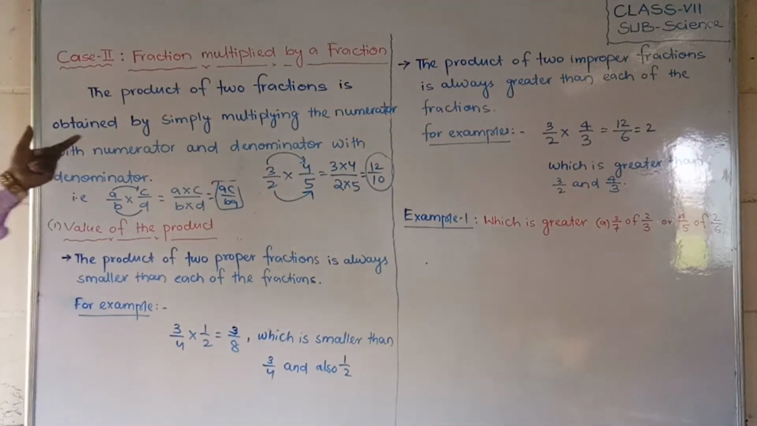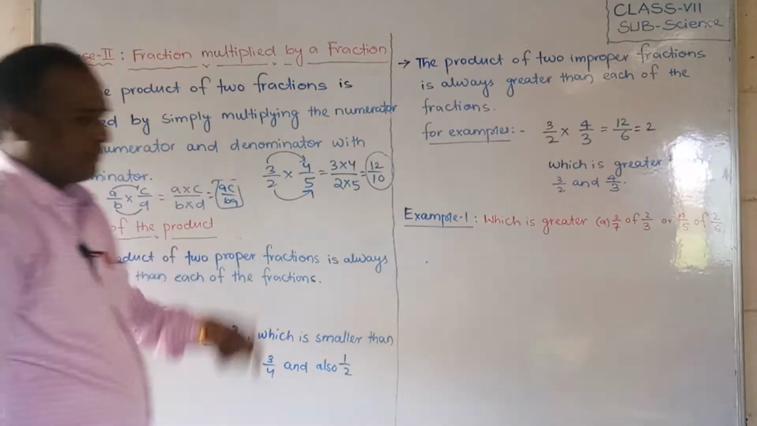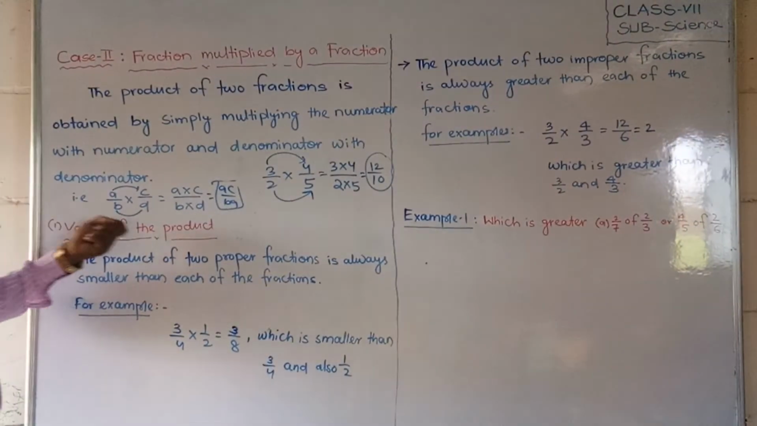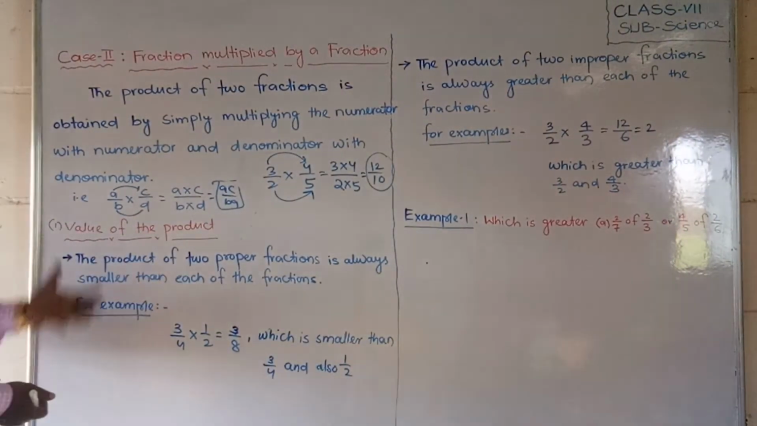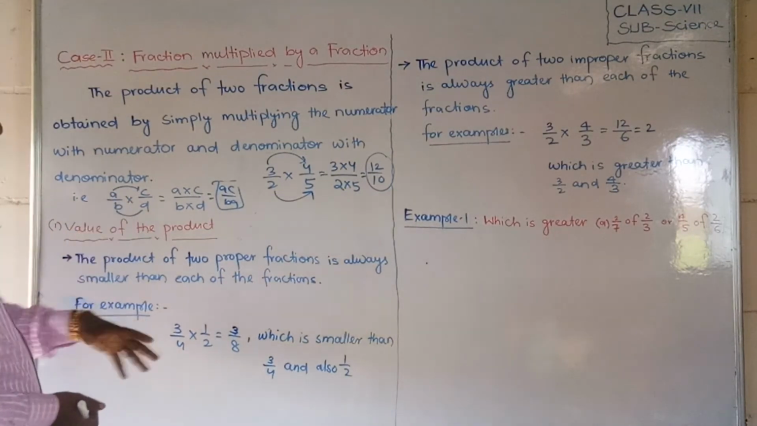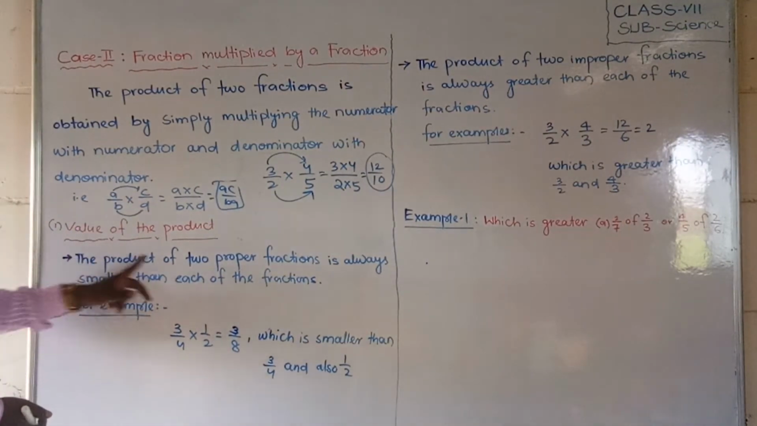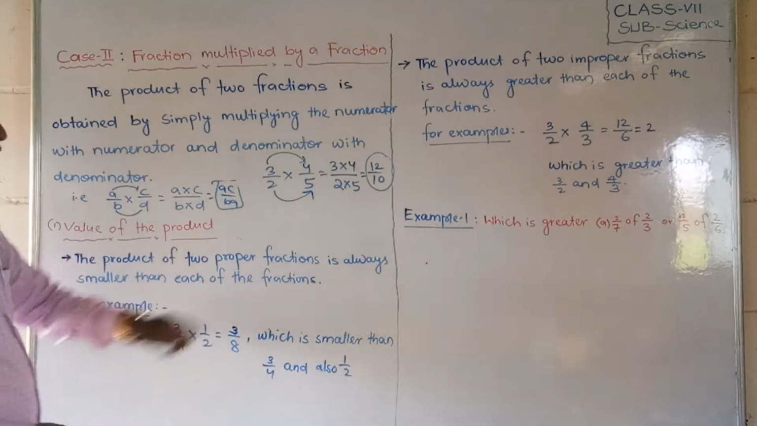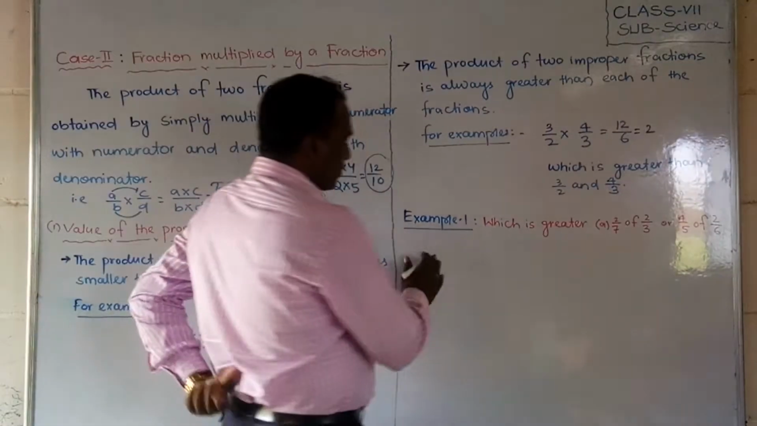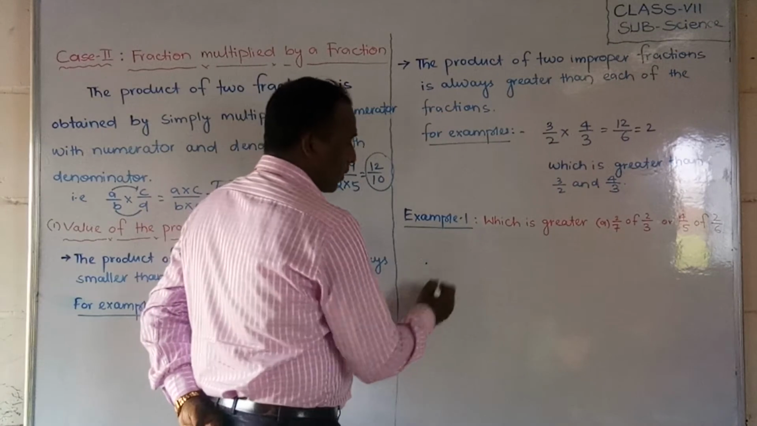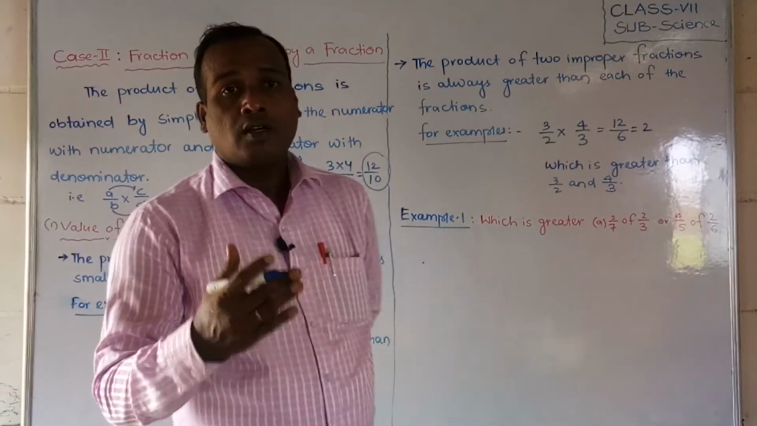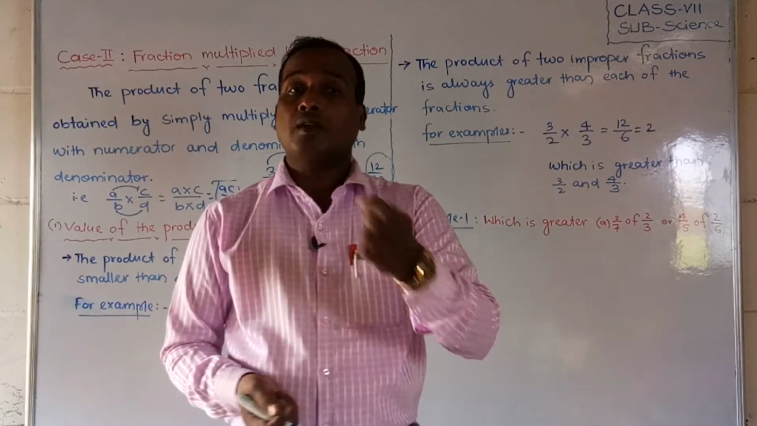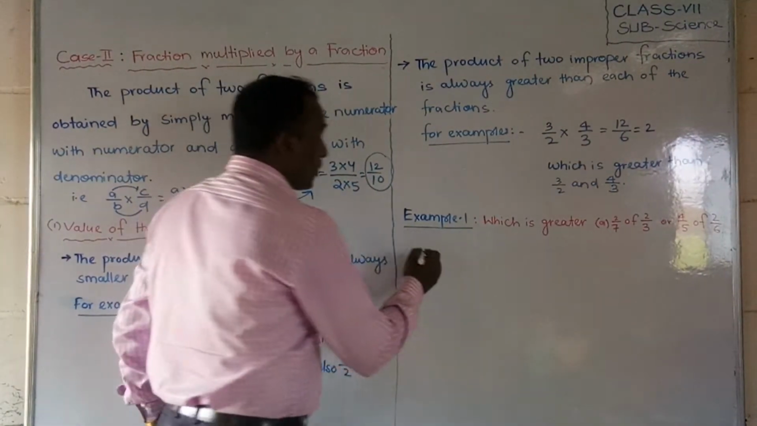Okay students, now one more thing we have to discuss, the value of the product. The product of two proper fractions is always smaller than each of the fractions. Suppose I take two proper fractions. Do you know what a proper fraction is? A proper fraction is a fraction whose numerator is smaller than the denominator.